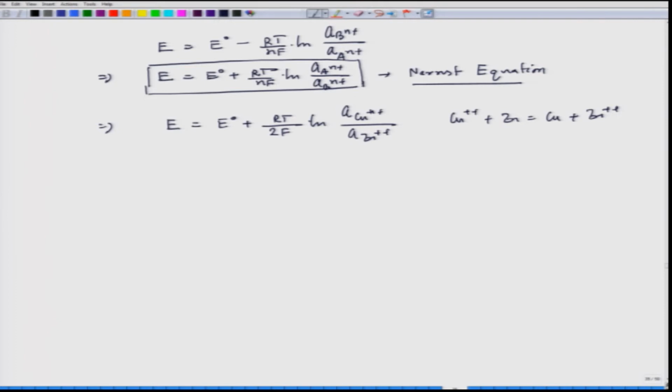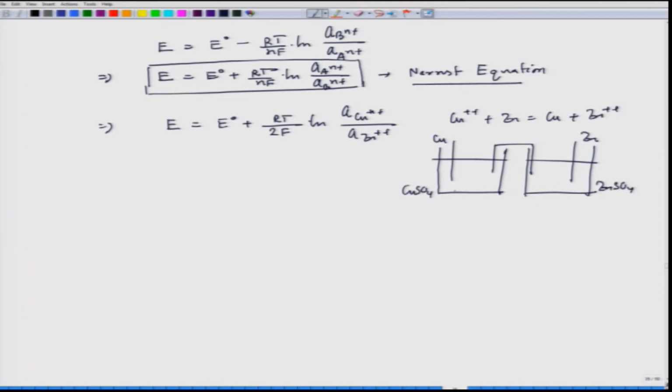Now, let me see, 2 cell, this is my salt bridge, this is a copper terminal, zinc terminal, copper sulphate, zinc sulphate. So, we have some activity of copper plus plus ion, activity of zinc plus plus ion.